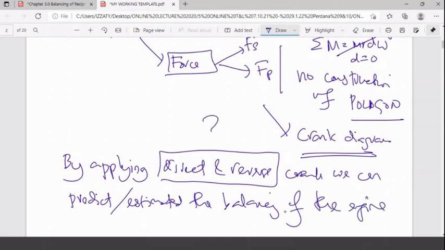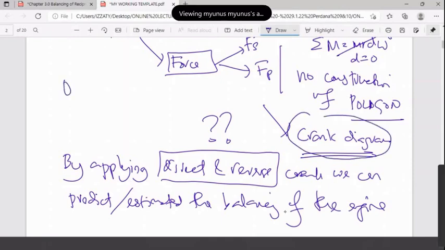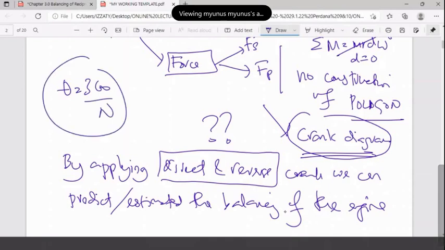So the problem now: what is the direct crank and reverse crank? We already know the crank diagram now. We know that theta is equal to 360 by n, doesn't matter what type of engine we're dealing with, isn't it? The other one is what is the direct and reverse crank.